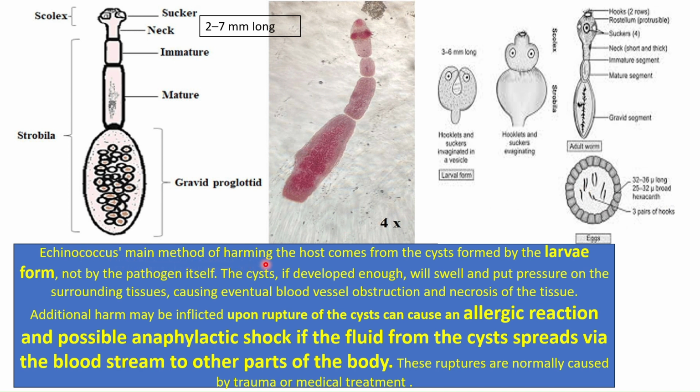The main way Echinococcus harms the host comes from the cyst formed by the larval form and not by the pathogen itself. This cyst, if developed enough, will swell and put pressure on the surrounding tissue, causing blood vessel obstruction as well as necrosis of the surrounding tissue. Additionally, rupture of this cyst can cause an allergic reaction and possible anaphylactic shock if the fluid from the cyst spreads via the bloodstream to other parts of the body.